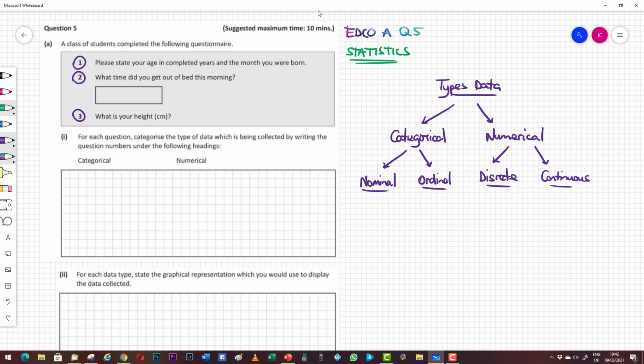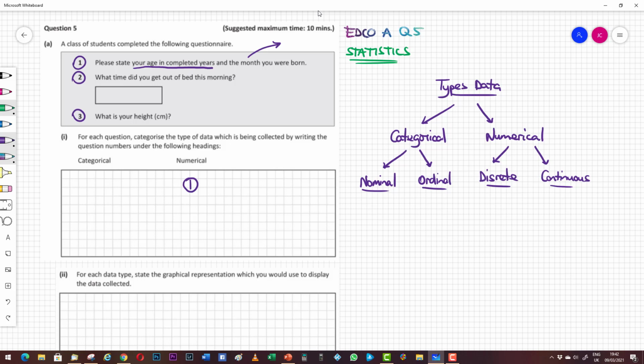So first of all, please state your age in completed years and the month you were born. They wrote down that this is 1 in numerical data. So they figured that this was a question that could be answered with a number. And indeed, your age in completed years can be answered by a number. But the month that you were born, that's a category.